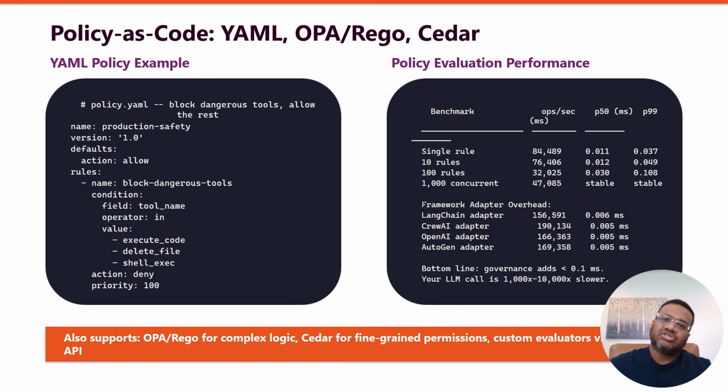Let's look at the policy engine in detail because this is where AGT differs from every other tool in the space. On the left, a YAML policy. This is the simplest form. You declare rules, each with a condition and an action. This policy says allow everything by default, but block execute code, delete file, and shell execute. Priority 100 means this rule wins over lower priority rules.